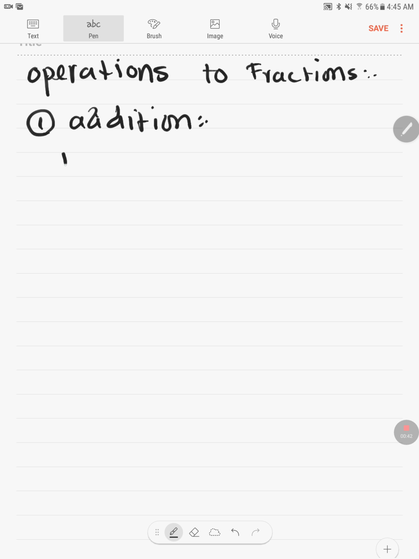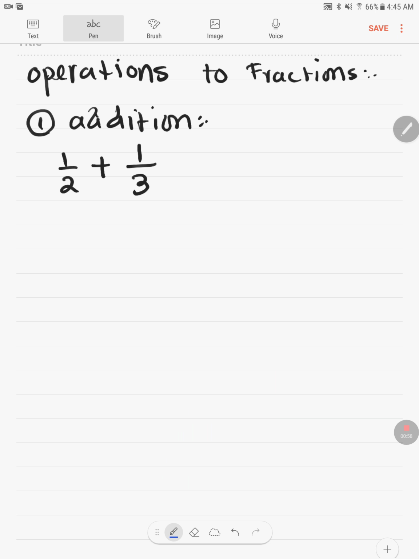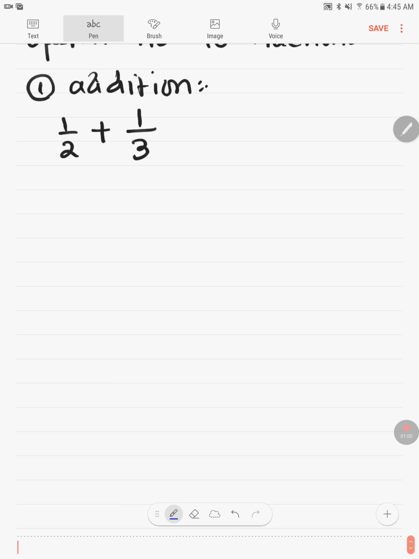Adding two fractions. Let's start with 1 over 2 plus 1/3. What will be the answer? First of all, to understand adding fractions, we need to understand a concept of common denominator.